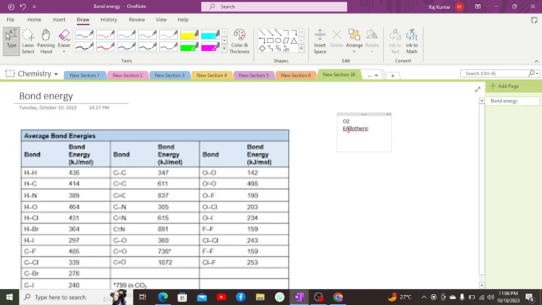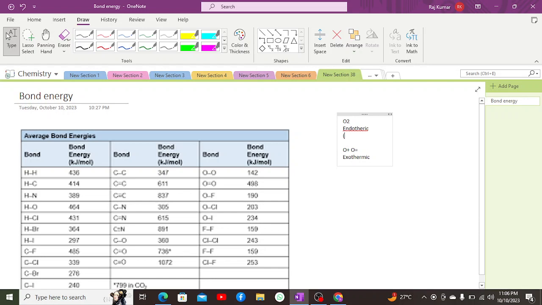Endothermic reaction. And on the contrary, if we have two oxygen atoms which are supposed to combine together in order to form an oxygen molecule, then a high amount of heat of reaction is released from both of the oxygen atoms. And in this type of reaction, when heat of reaction is released, it is known as an exothermic reaction.